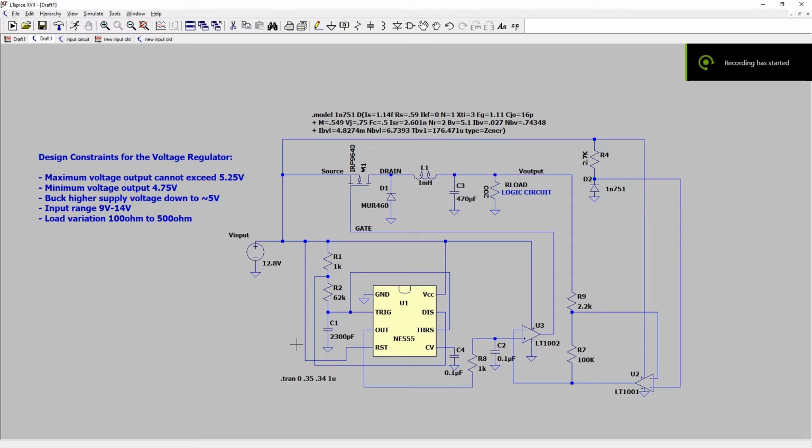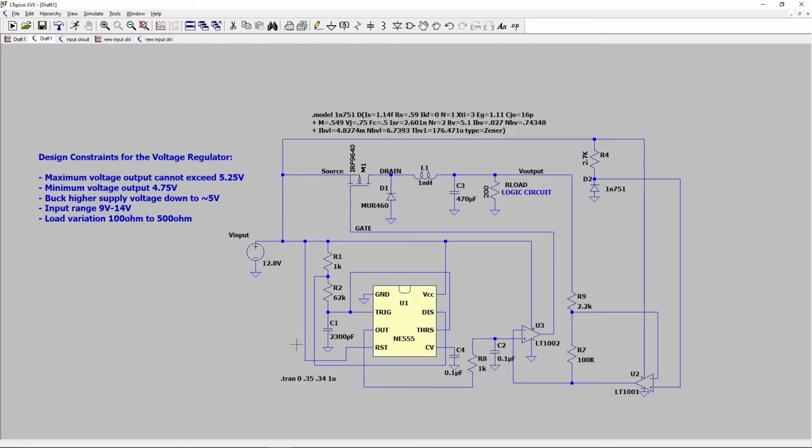Okay, here you can see the design we use for our voltage regulator. This is meant to power our logic circuit. So for this circuit, we have a few design constraints. We want the maximum output voltage to be less than 5.25 volts, the minimum output voltage to be 4.75 volts or more.